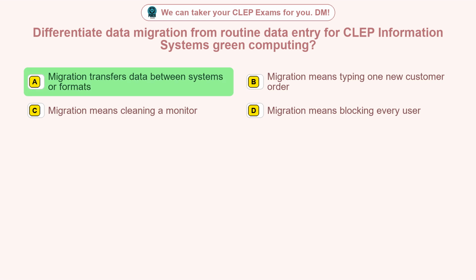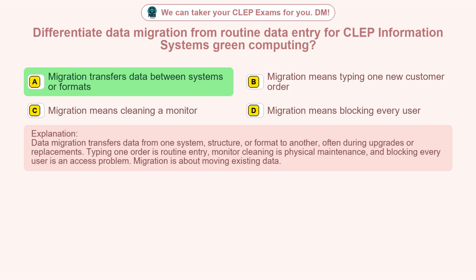The correct answer is option A. Migration transfers data between systems or formats. Data migration transfers data from one system, structure, or format to another, often during upgrades or replacements. Typing one order is routine entry, monitor cleaning is physical maintenance, and blocking every user is an access problem. Migration is about moving existing data.